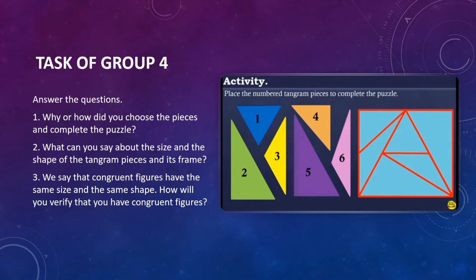Now let us proceed to task of group 4. Place the numbered tangram pieces to complete the puzzle and answer the questions. Why or how did you choose the pieces and complete the puzzle? What can you say about the size and the shape of the tangram pieces and its frame? We say that congruent figures have the same size and the same shape. How will you verify that you have congruent figures?